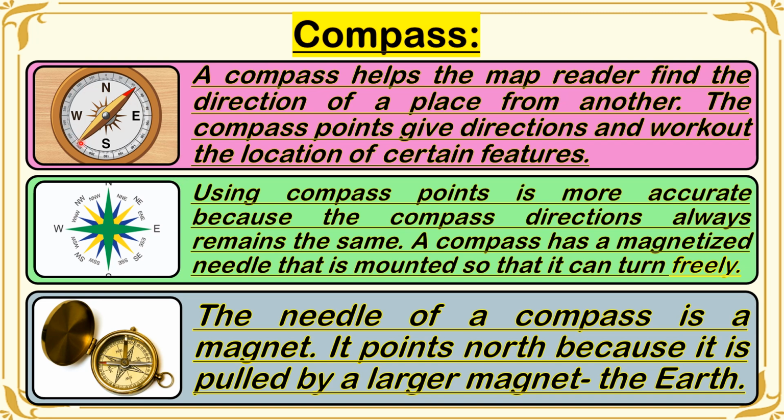So class, the first picture is what a compass rose or compass looks like. The second picture is a compass point, and compass point tells us the cardinal directions, which are north, south, east, and west. And we have the intercardinal directions: northeast, southeast, southwest, and northwest. And the last picture is the needle of a compass. It always points to the north because it is being pulled by a larger magnet, which is the planet Earth.